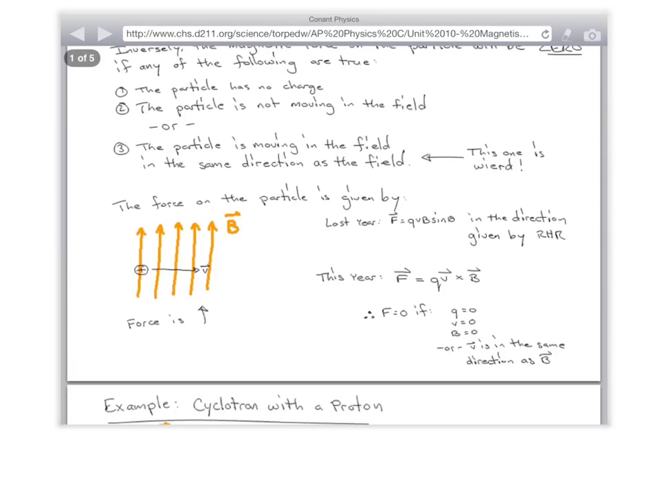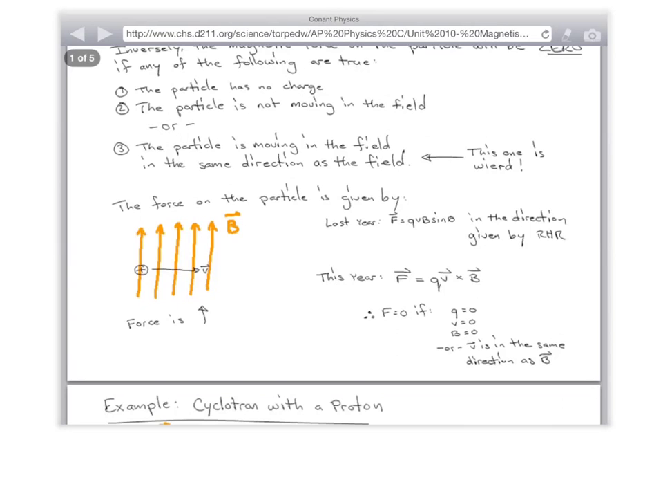When you did cross product last year, you were just talking about magnetism. But this year, know that cross product is a general idea. It's applicable to Biot-Savart, it's applicable to QVB sine theta, it's applicable to torque.